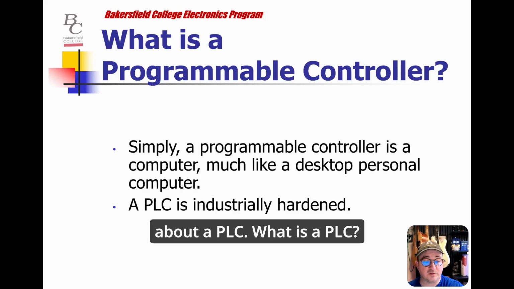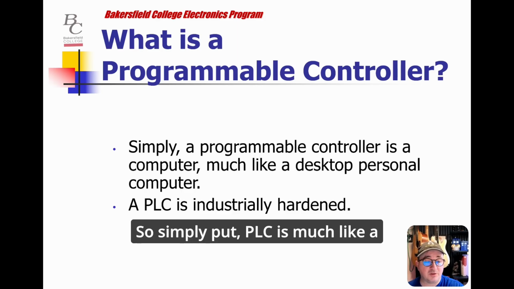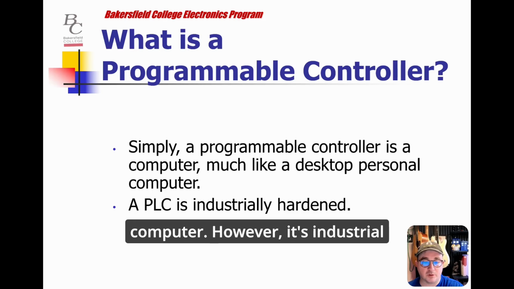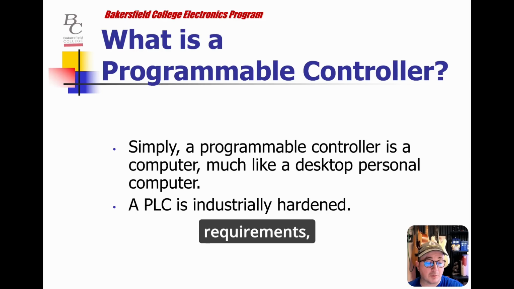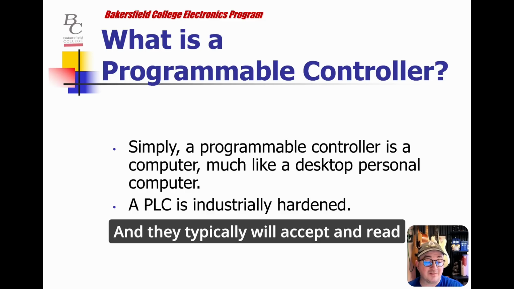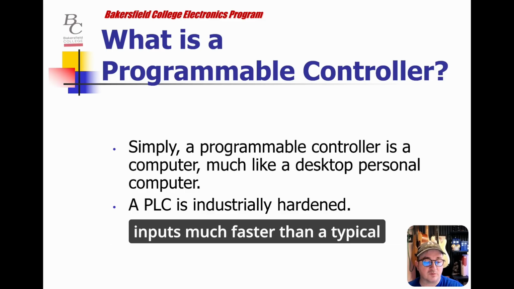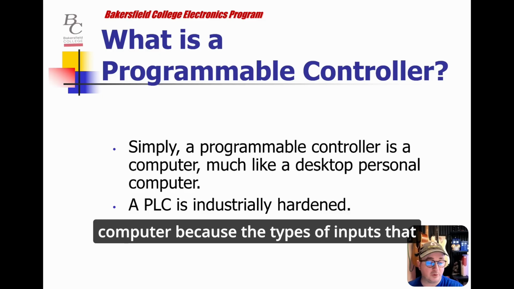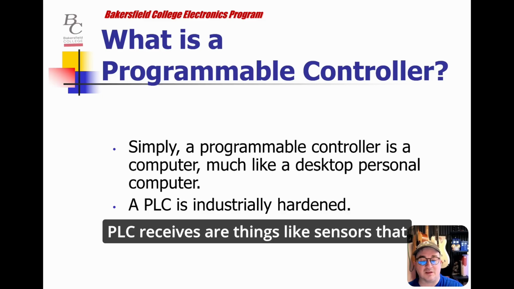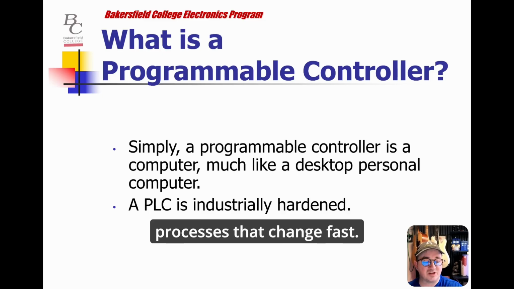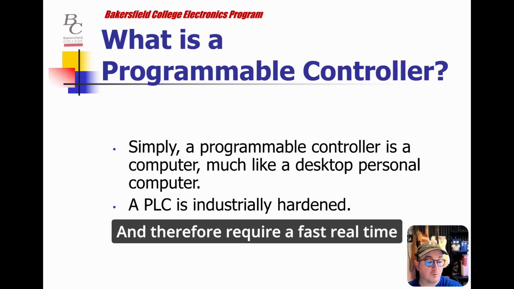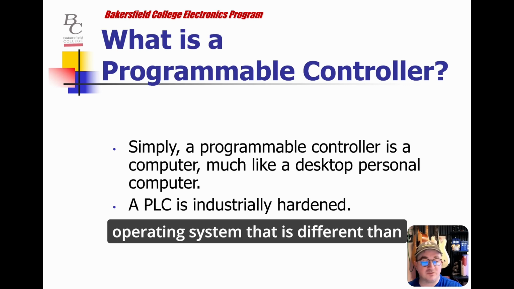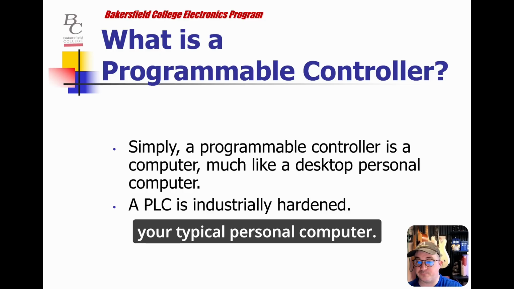What is a PLC? Simply put, a PLC is much like a computer. However, it's industrial hardened and it also has some special requirements depending on the environment. They typically accept and read inputs much faster than a typical computer, because the types of inputs that a PLC receives are things like sensors that are monitoring processes that change fast and therefore require a fast real-time operating system that is different than your typical personal computer.